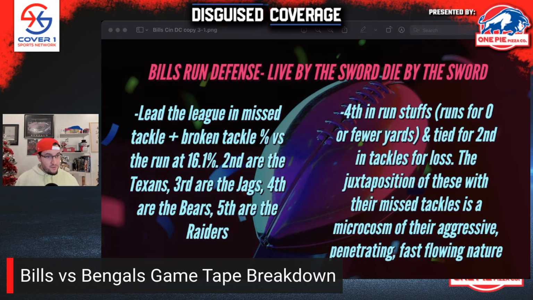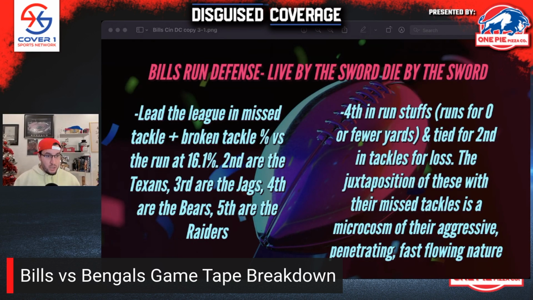They are a fast-flowing, aggressive defense. And when you are fast-flowing and aggressive, that's where the live by the sword, die by the sword piece comes in. Sometimes you make big plays, right? Sometimes you get a tackle for loss. Sometimes you get good penetration upfield, and it leads to a sack, or a huge negative play in the run. Or sometimes you get upfield real fast, and the play goes the other way, and now you've out-leveraged yourself. And instead of getting a 2 or 3 yard tackle for loss, you're giving up a 7 or 8 yard gain. That's what this Bills defense is.